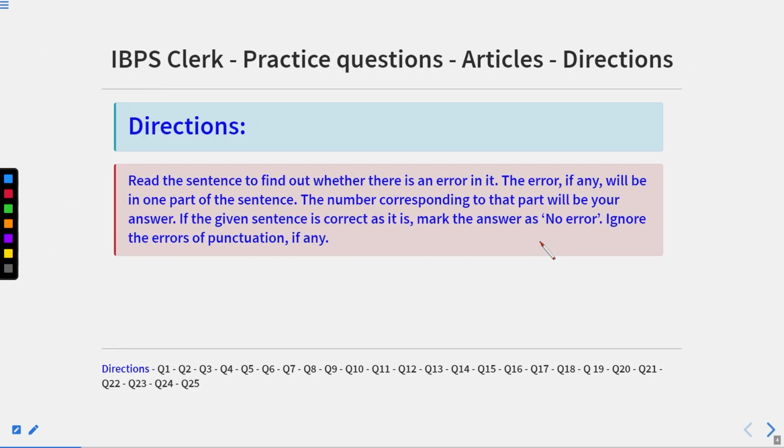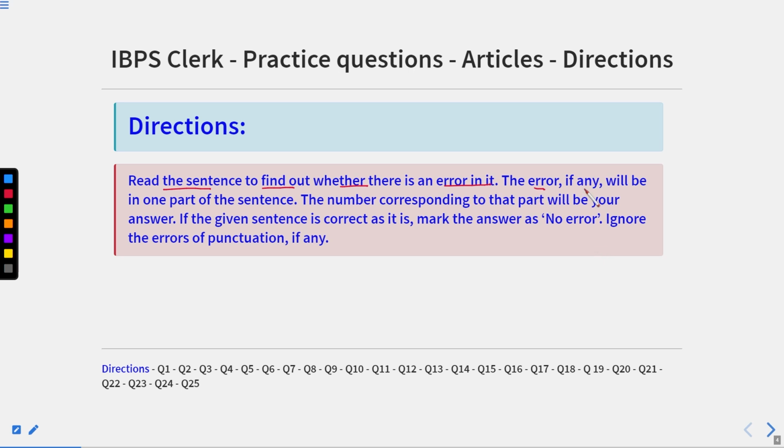First of all, let us have a look over the directions that will enable us to do these questions or this exercise. What we have to do in these questions is clearly stated in these directions. Read the sentence to find out whether there is an error in it. It means these are actually spotting errors based on articles. Articles means a and the, or the words that we use before noun or to specify the noun.